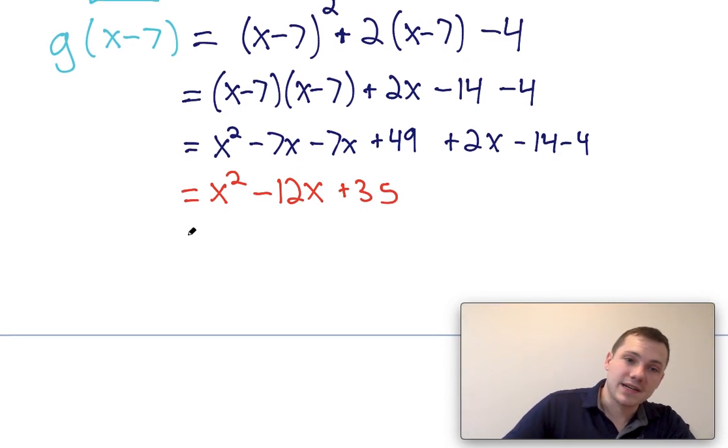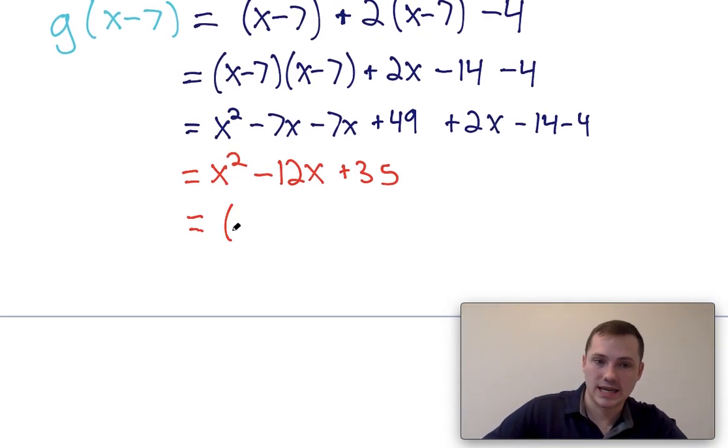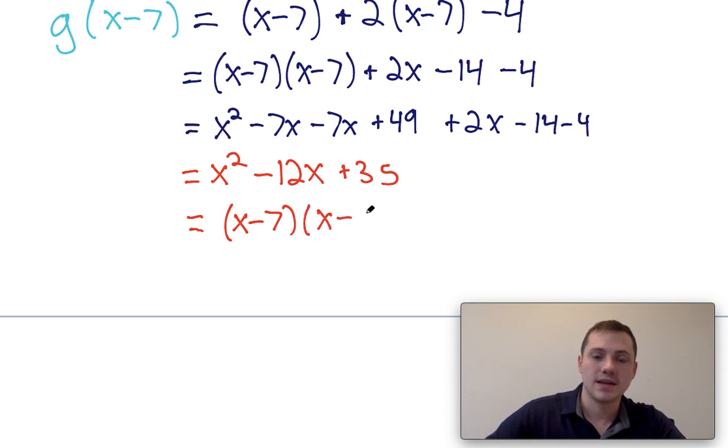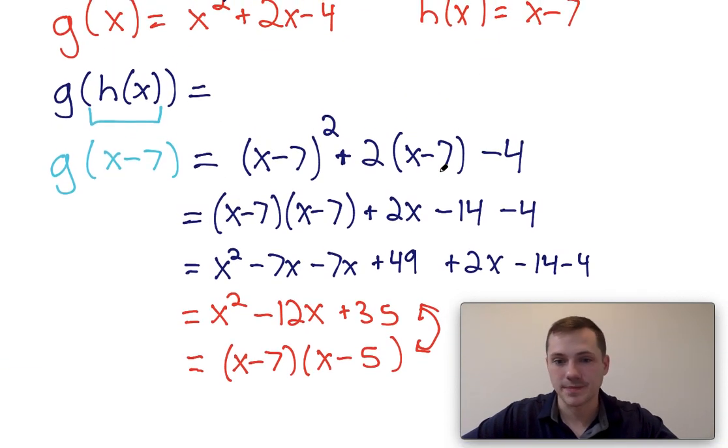Now, oddly enough, and I didn't do this on purpose, I do believe this can be factored, because you could factor it into x minus 7 times x minus 5. You may have to pick either of those two answers for the SAT. I don't really know. It could be one, it could be the other. It just really depends.